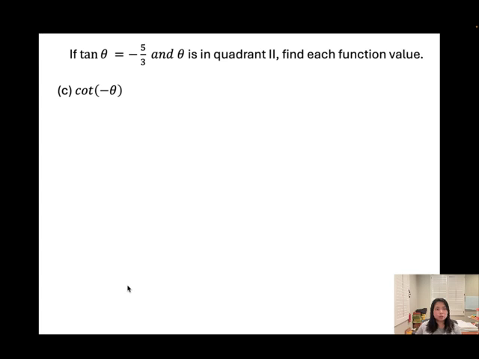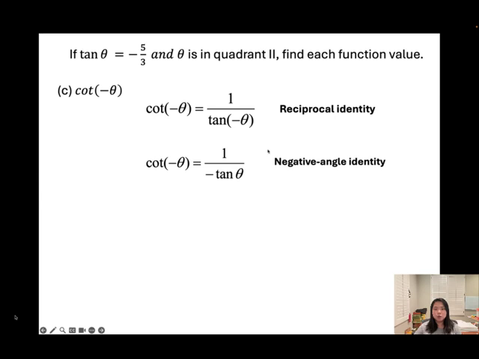Okay, C, cotangent negative theta. So cotangent negative theta will be the reciprocal of tangent negative theta. And then tangent negative theta will be in quadrant 4, right? So tangent is still negative. So that will be equal to 1 over negative tangent theta. And tangent theta is equal to -5/3. Simplify it, you're gonna get 3/5.